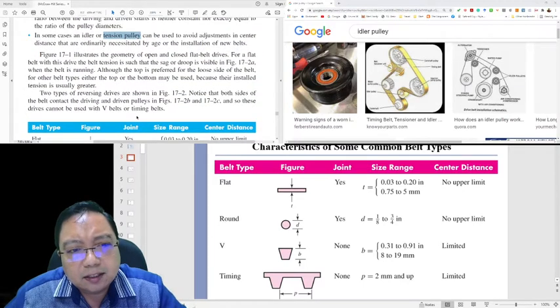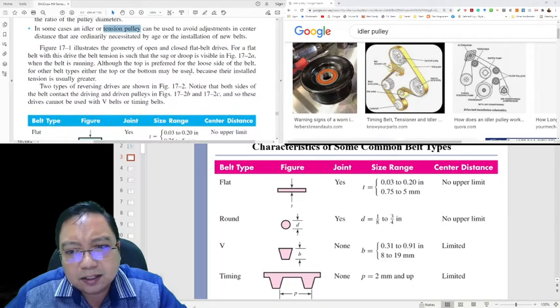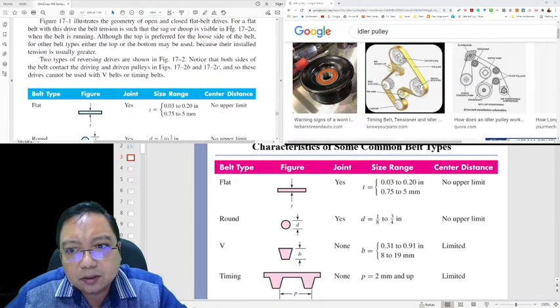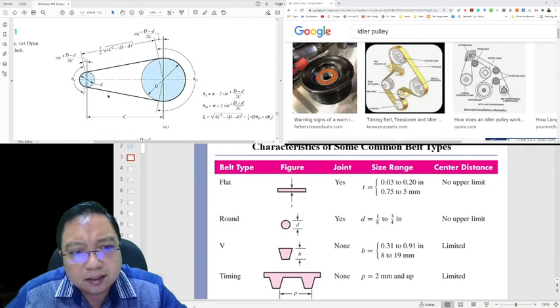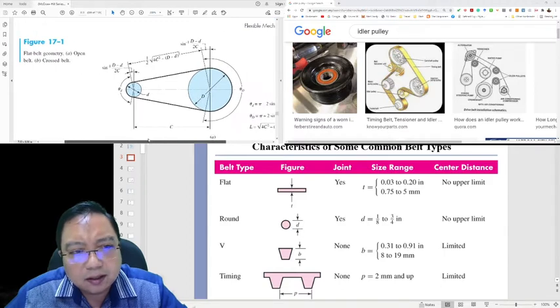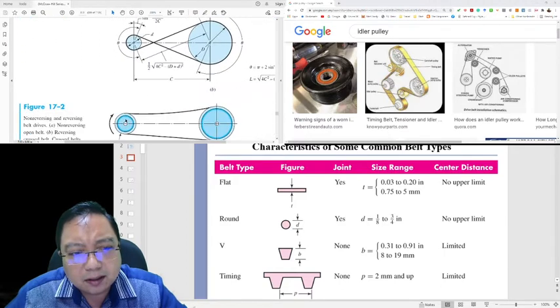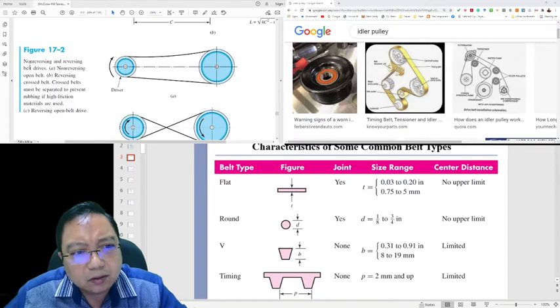Figure 17.1 illustrates the geometry of open and closed belt drives for a flat belt drive with belt tension such that the sag on the slack side is visible in figure 17.2a. Where is 17.2a? This is 17.1, and this is 17.2a. Non-reversing and reversing belt drives: non-reversing open belt, reversing cross belt. The cross belt must be separated to prevent rubbing if high friction material is used. This is what we learn next.